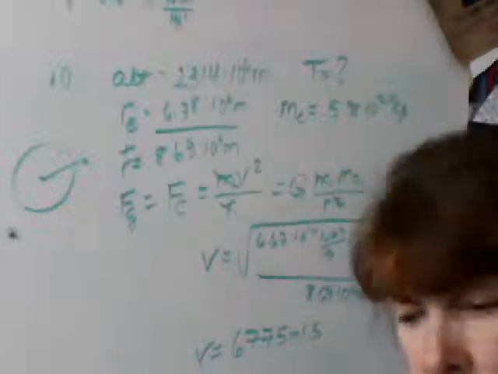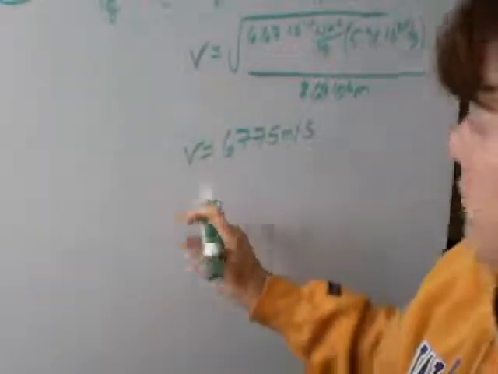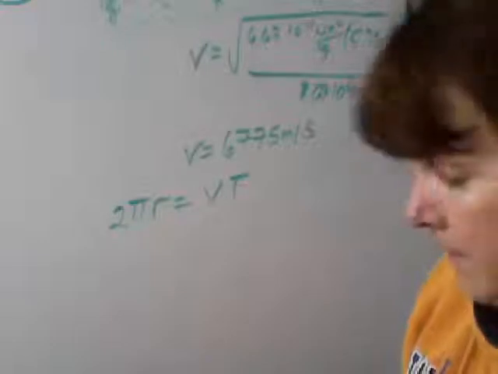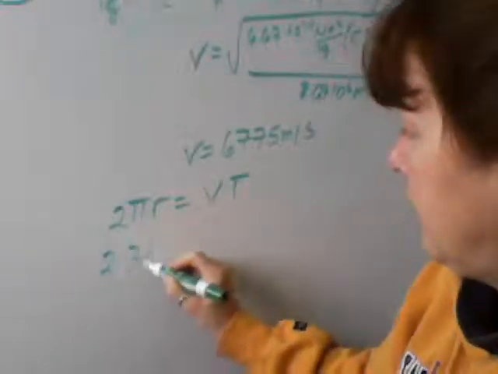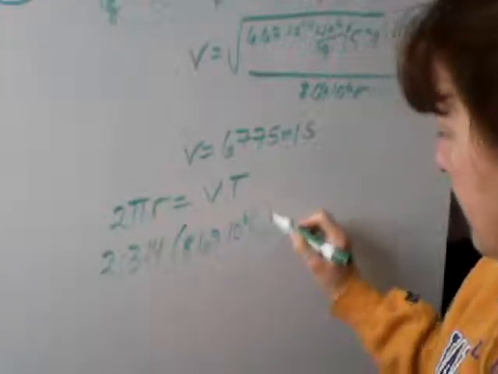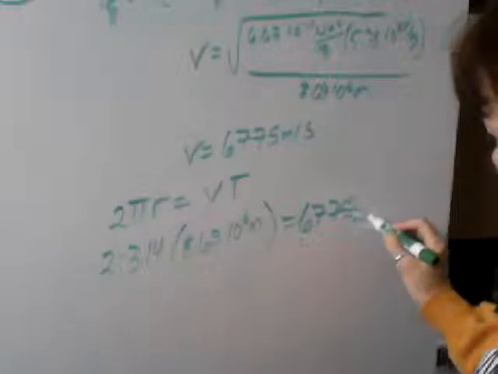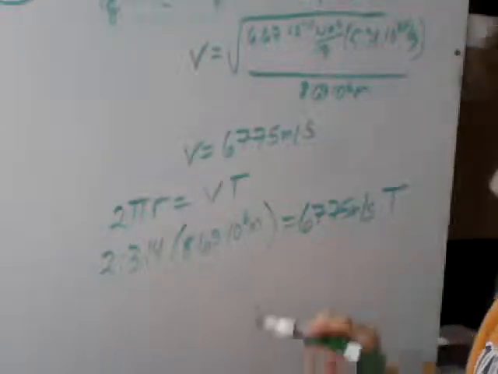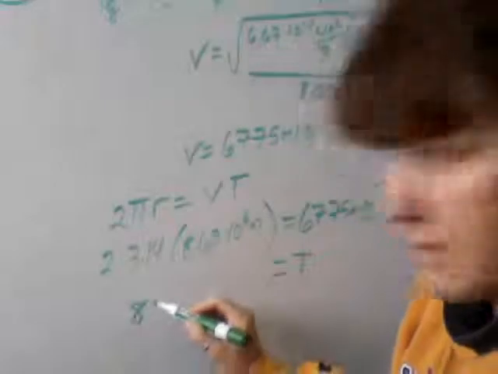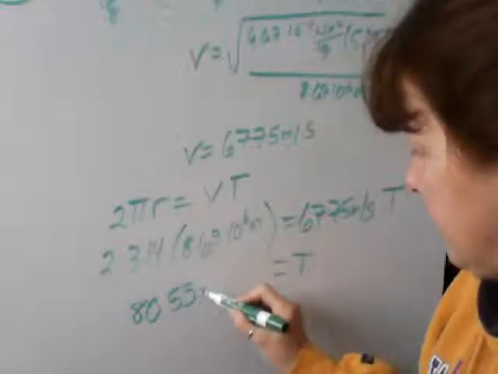They wanted us to find the time that it takes. Sorry, swinging you around. And so we go back to the other formula, 2 pi r equals velocity times time. So we know 2, we know pi, and we know the radius. We calculated that by adding all those things together. And we know the velocity. And we're trying to find the time. So we multiply those together, divide them by the velocity, and we find out that the time is 8,055 seconds.